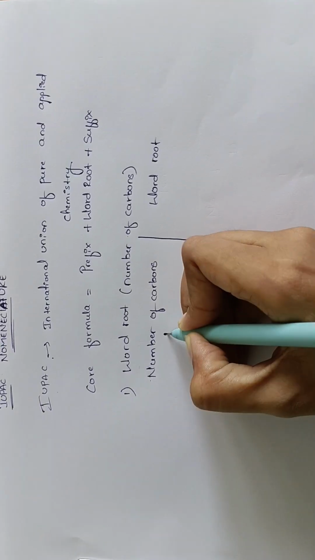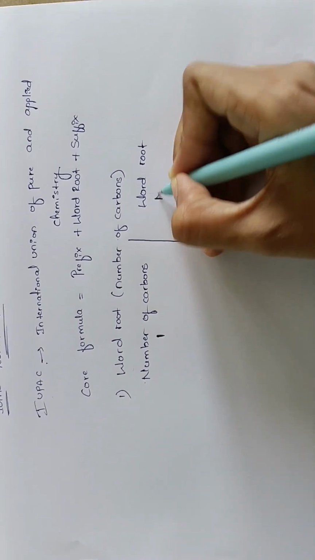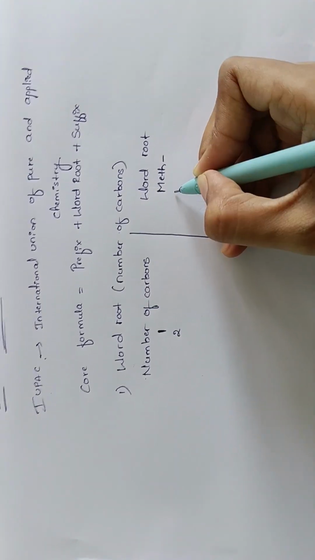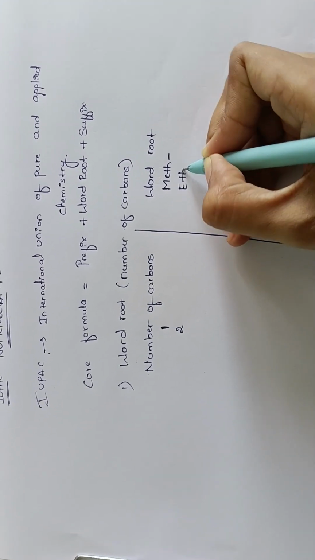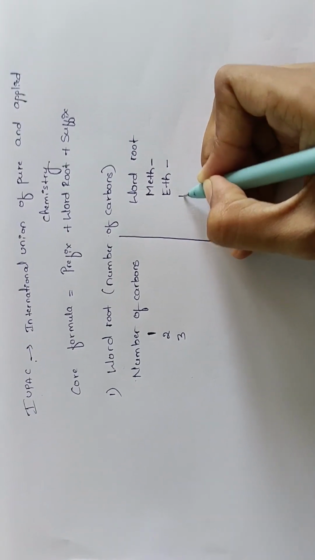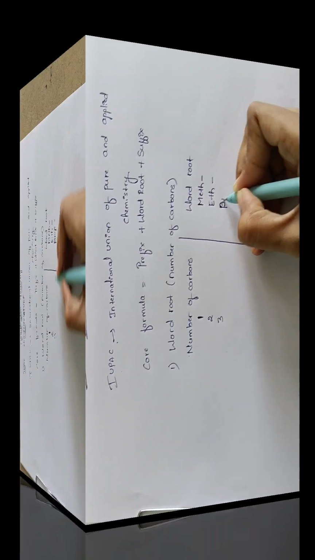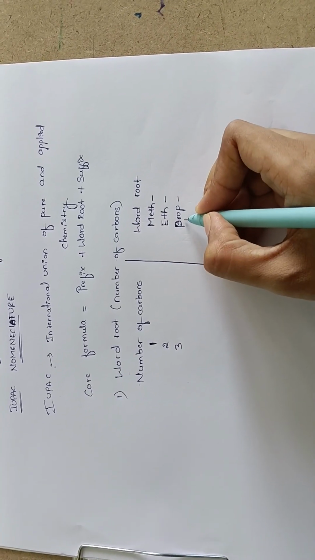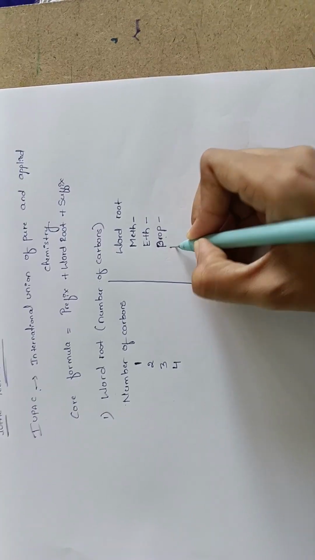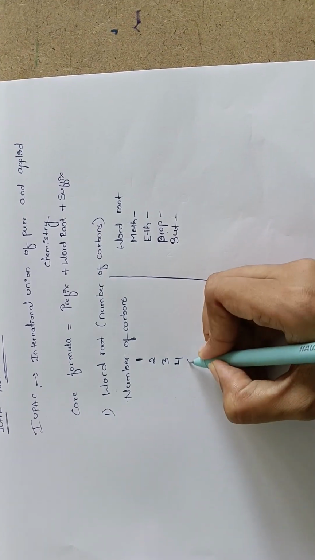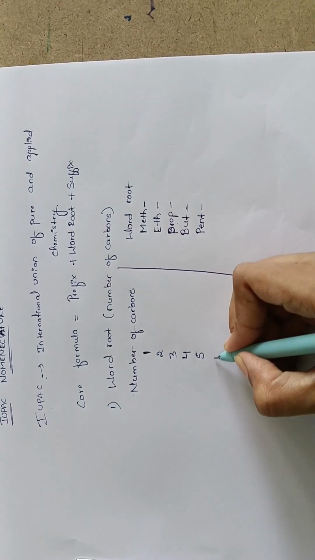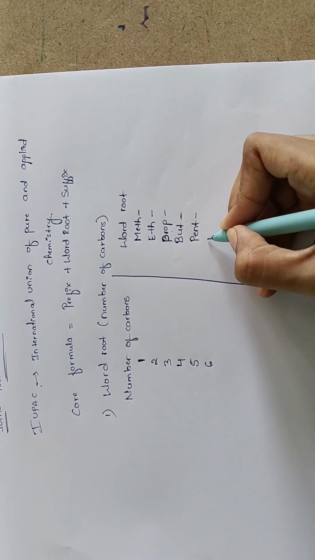Number of carbons 1, then the word root is meth. Number of carbons 2, the word root is eth. Number of carbons 3, the word root is prop. Number of carbons 4, the word root is but. Number of carbons 5, the word root is pent. Number of carbons 6, the word root is hex.